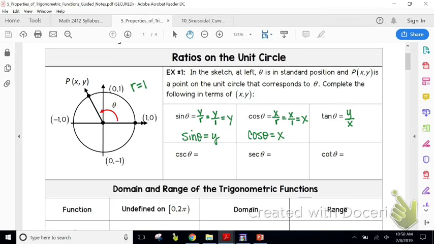Alright, what do we know about cosecant? It's the reciprocal of sine. And if sine is y, what is cosecant? 1 over y. Secant is the reciprocal of cosine. So what do we know secant's going to be? Reciprocal, so 1 over x. And cotangent is the reciprocal of tangent. So what is cotangent? x over y. There we go. And so there are some formulas that we can use if we're on the unit circle.